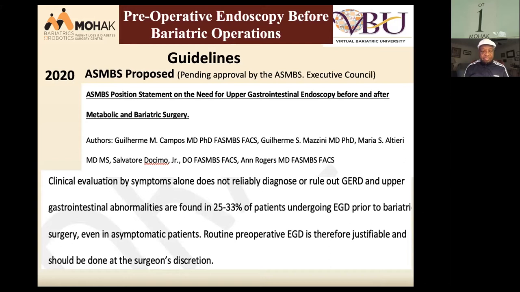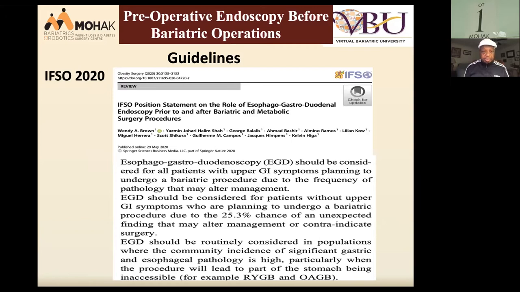The ASGE has a position already that was published in 2020. That position was co-authored by, the lead co-author was Dr. Wendy Brown, who is part of a panelist. And they recommend that upper GI endoscopy should be considered in all patients who are undergoing bariatric procedures. Next.